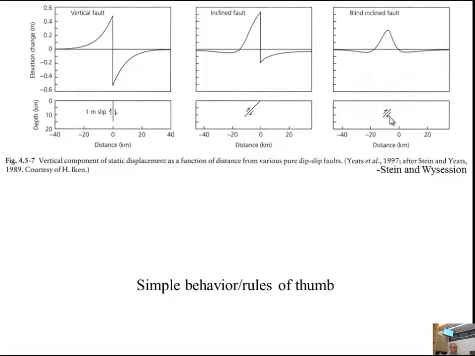Anytime anyone shows you GPS data, GPS velocity, you want to say, okay, do I see any discontinuities? Is it some deep slip, or is it co-seismic, shallow? What can I infer about the geometry of the fault based on this exploration?